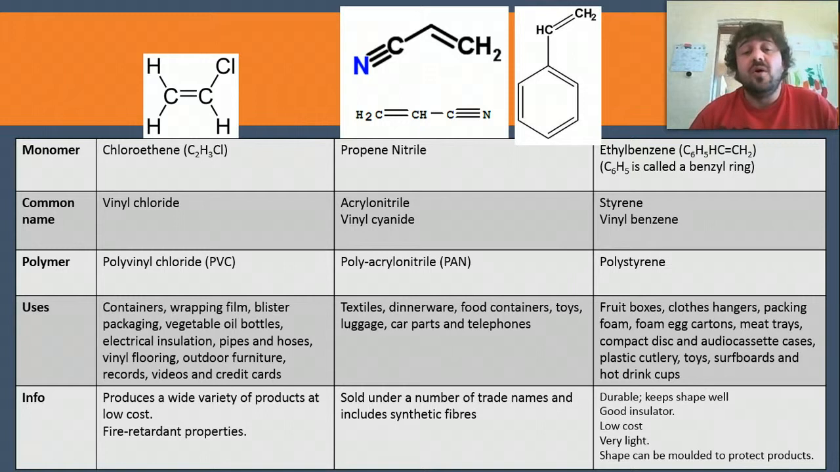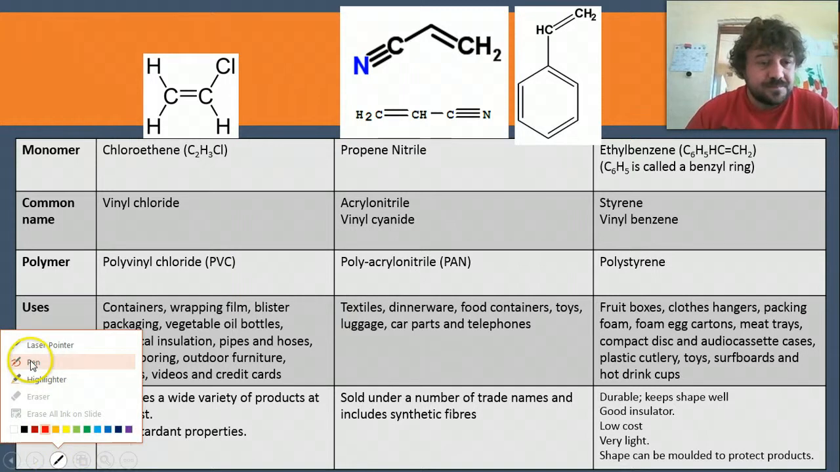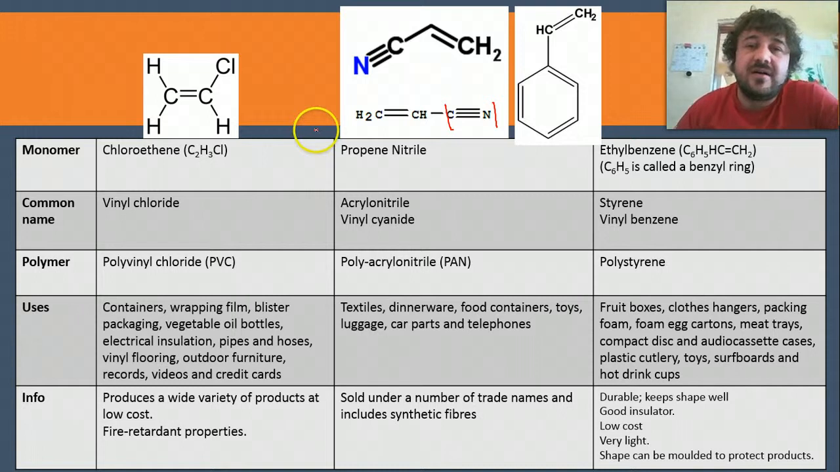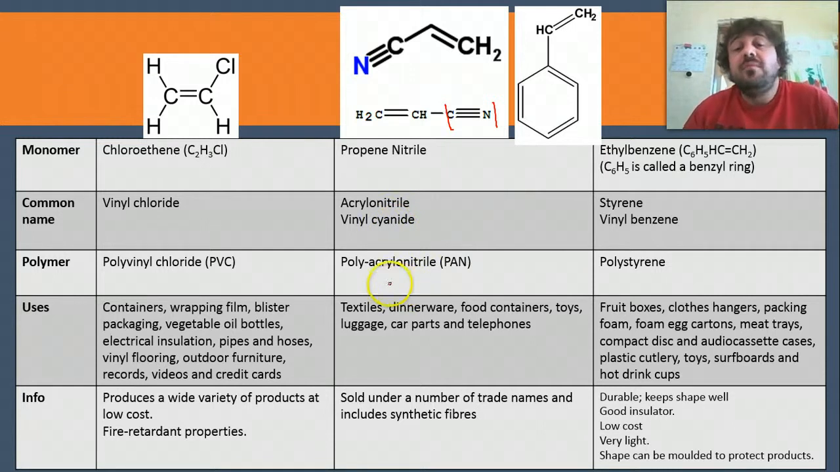Propane nitrile or acrylonitrile or vinyl cyanide. Called so, by the way, because this one here is vinyl chloride. This one here is what we're talking about, propane nitrile. This is cyanide. So cyanide is the C with a triple bond to a nitrogen. Okay, so vinyl cyanide. The polymer is called polyacrylonitrile, or PAN for short.